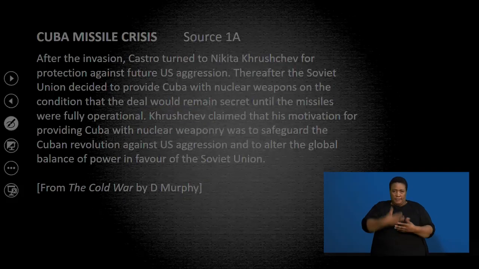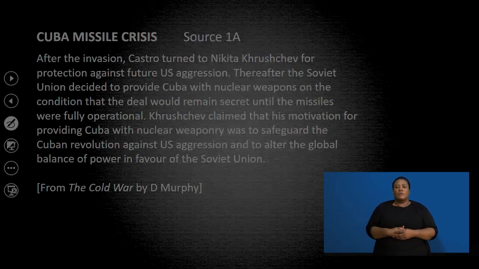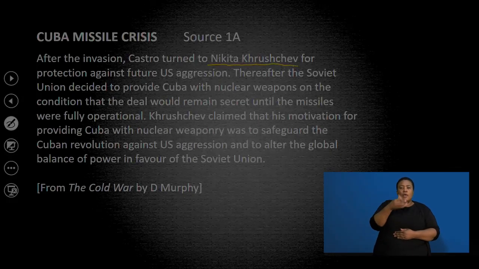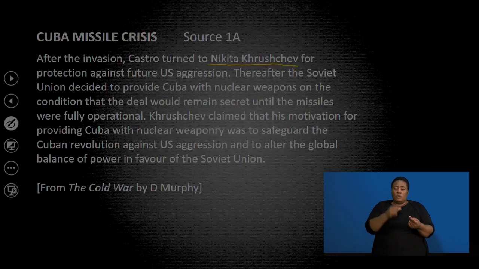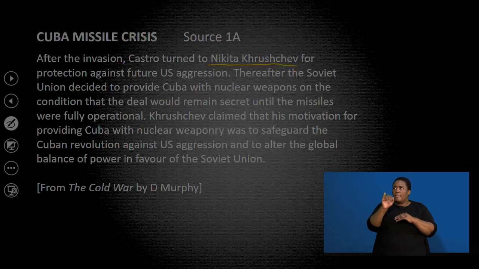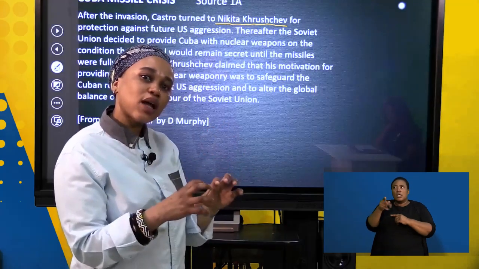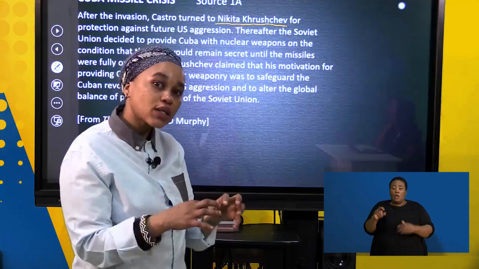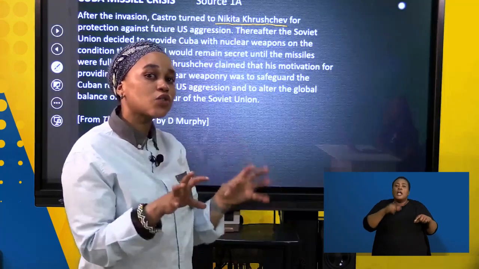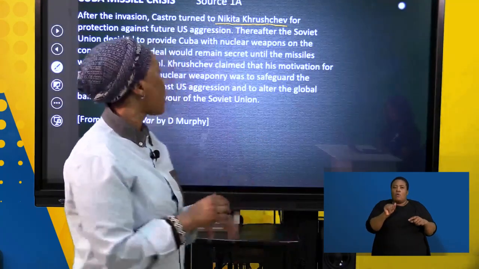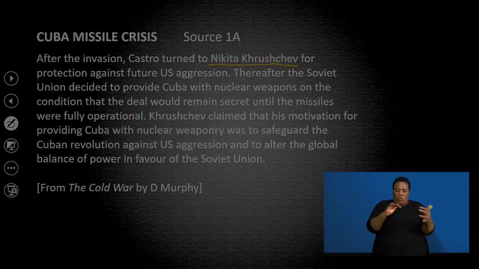Okay, let's move on to the rest of the source. Okay, so there is another figure that we are introduced to here, that is Nikita Khrushchev. So again, it tells you that Castro turned to Nikita Khrushchev for protection against future U.S. aggression. So obviously you can see that he was from the USSR because the caption did tell you that Cuba was the focal point of the Cold War between these two superpowers, the United States and the USSR. Okay, I hope you understand, guys.